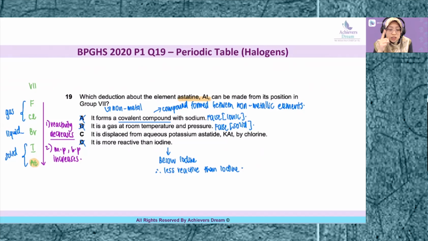Option C: it is displaced from aqueous potassium astatide, KAt, by chlorine. This is true, as chlorine is a more reactive halogen than astatine. Chlorine, being a more reactive halogen, has the ability to displace astatine from aqueous potassium astatide. Hence, the answer for this question is C.